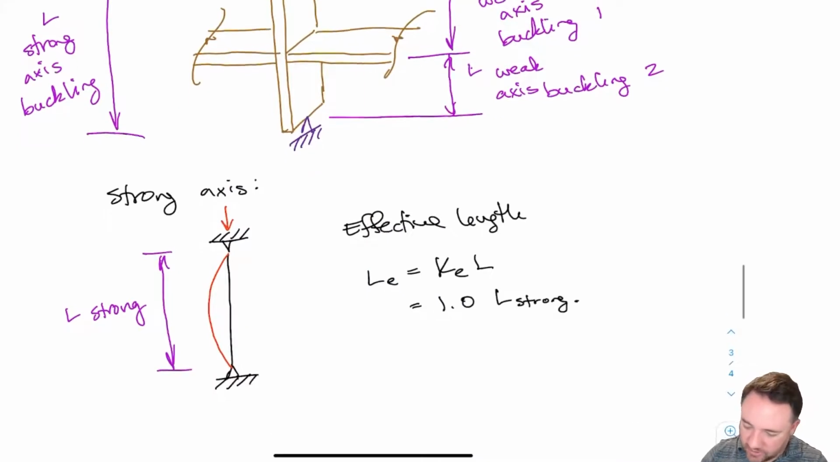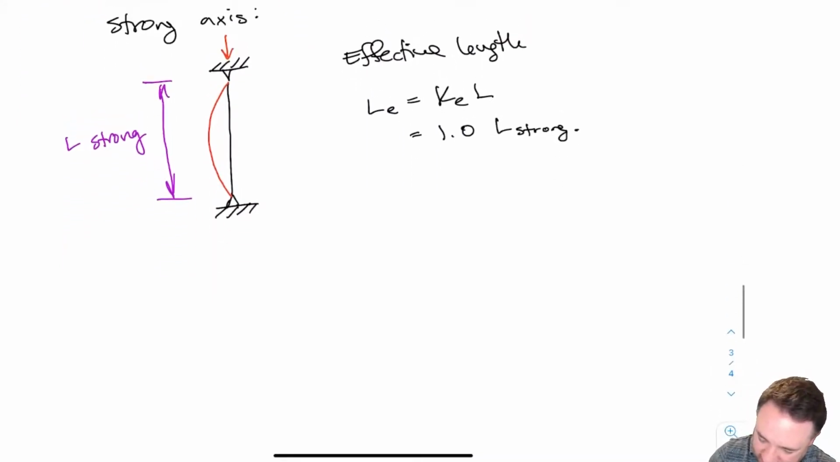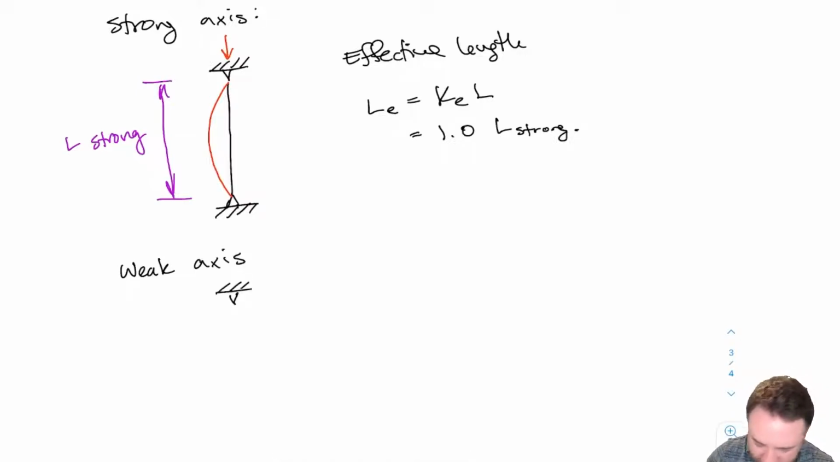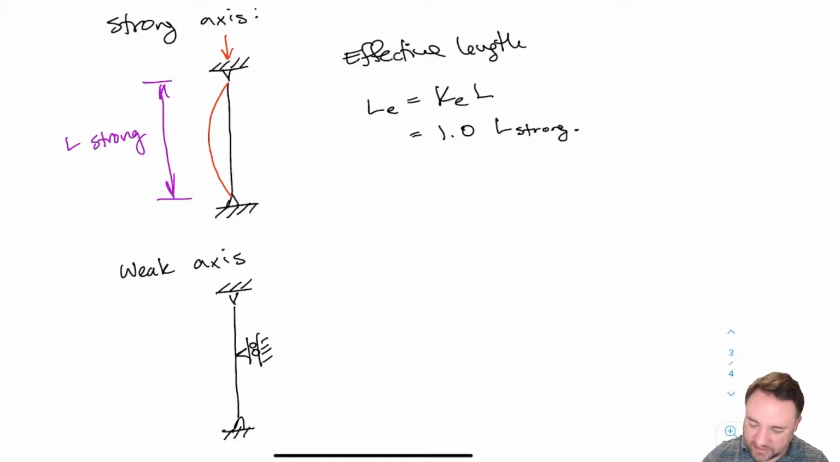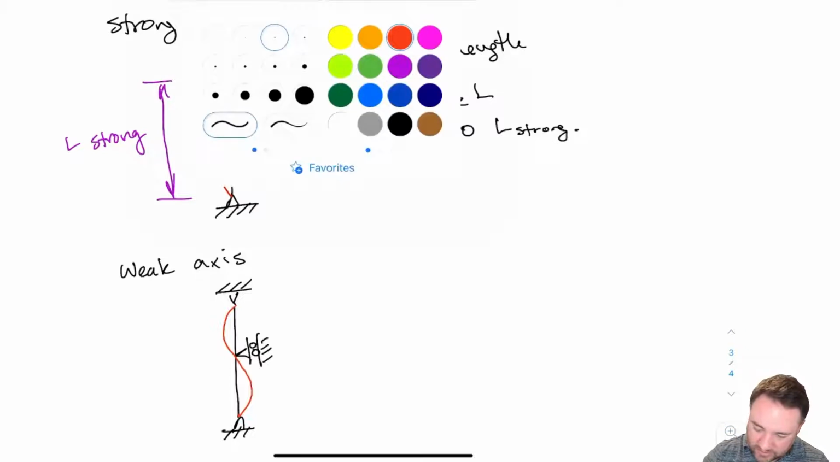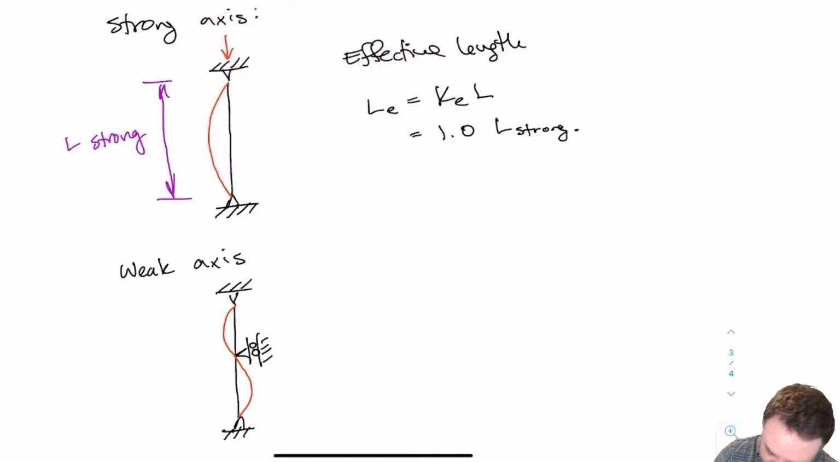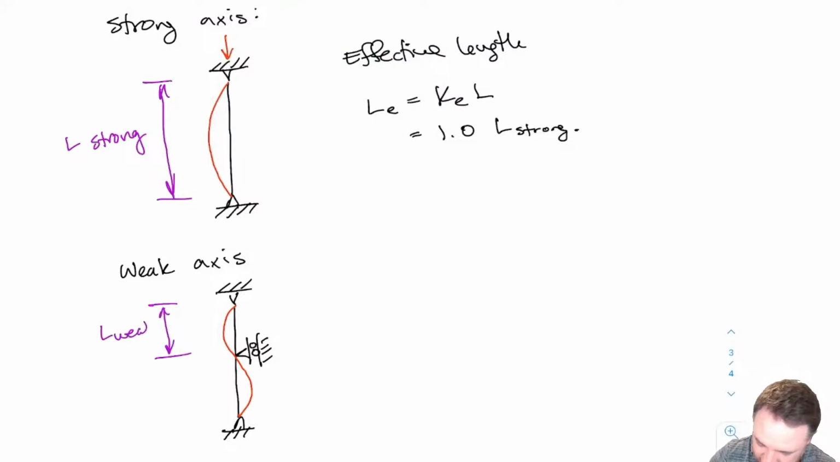Okay, so let's look at our weak axis case for this particular example. If I do weak axis, I still have a pin at the top, and I still have a pin at the bottom, but now I have a support at the center that's going to keep it from moving laterally at the center. So the way that this is going to buckle is something like this. So my weak length here, L weak, is like this.